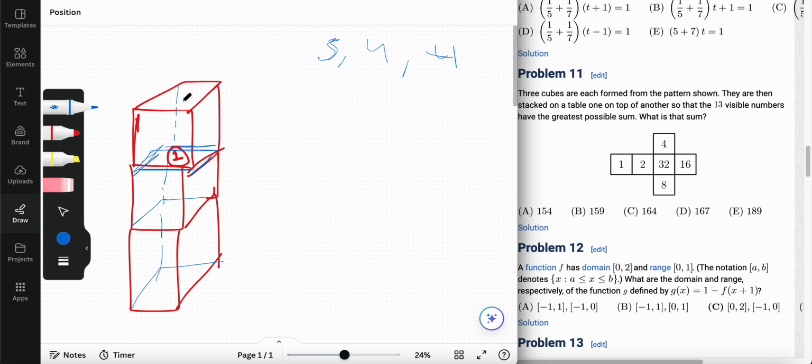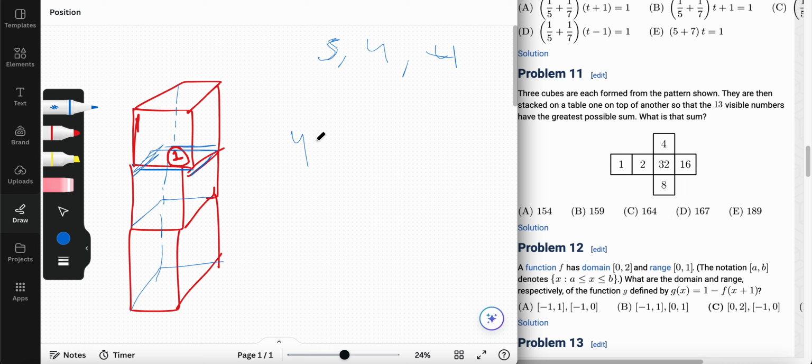Remember that this face exists for the top and the bottom cube. They're two distinct faces. You can't join them together and say that 1 is also true for the middle cube right here. No, it's different. So for the middle cube, we cannot do 1 and 2 because they can't be next to each other, because you can't have 1 right here and 2 right here. That's not going to work. But you could do 1 and 32, you could do 2 and 16, you could do 4 and 8.